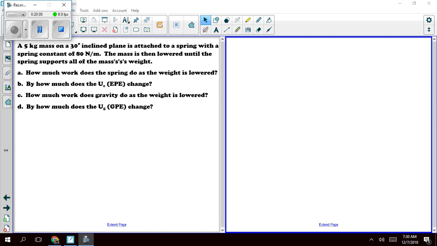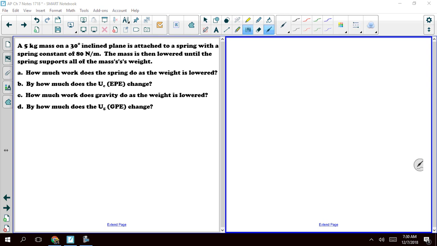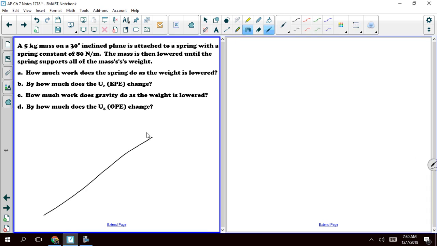All right, here we go. This one's almost the exact same as the last one, but this time the mass is on an inclined plane. So here we go. We've got something that looks like this.